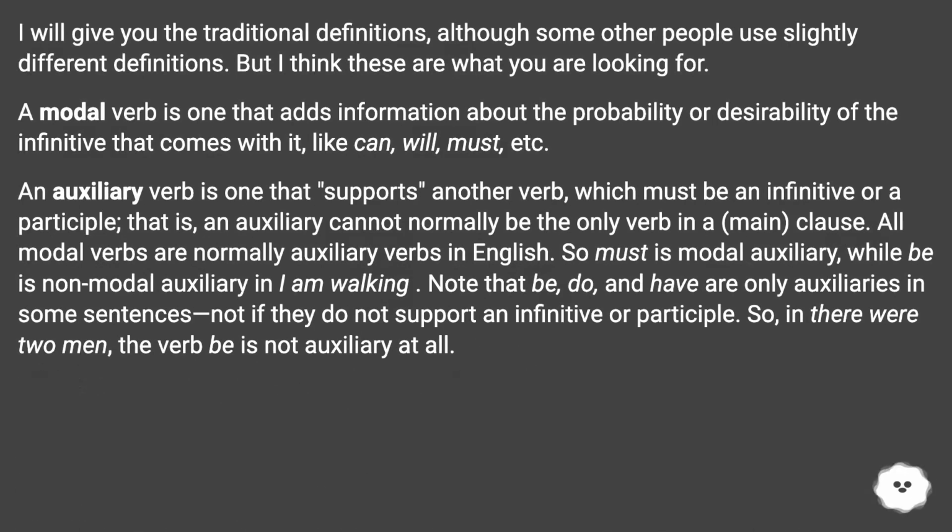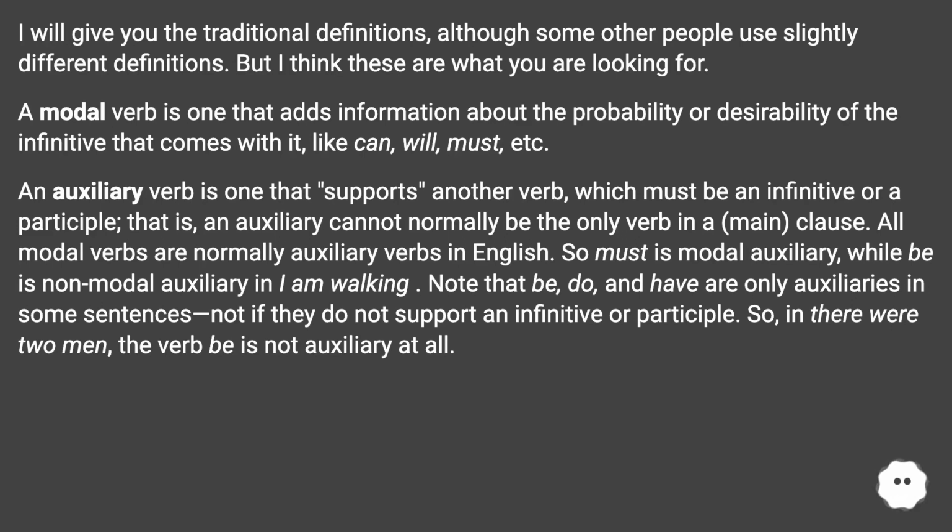I will give you the traditional definitions, although some other people use slightly different definitions. But I think these are what you are looking for. A modal verb is one that adds information about the probability or desirability of the infinitive that comes with it, like can, will, must, etc. An auxiliary verb is one that supports another verb, which must be an infinitive or a participle. That is, an auxiliary cannot normally be the only verb in a main clause.